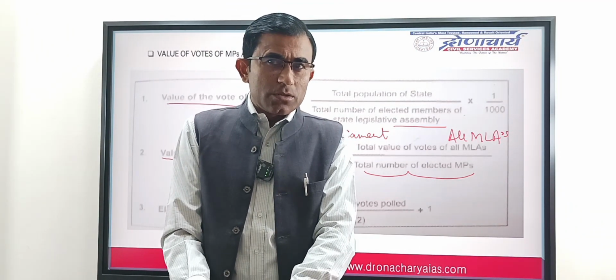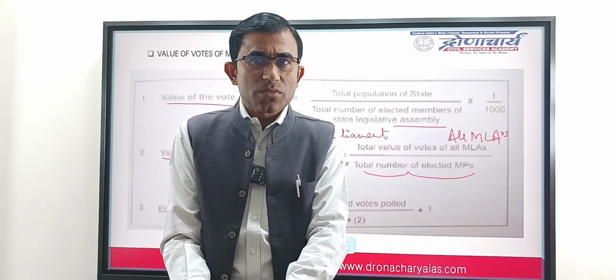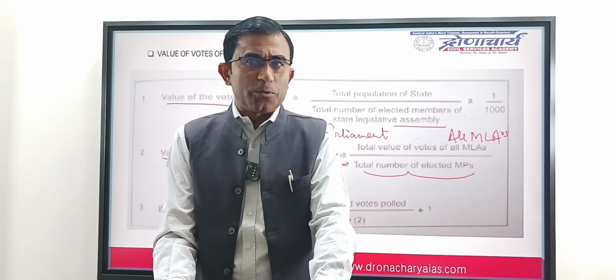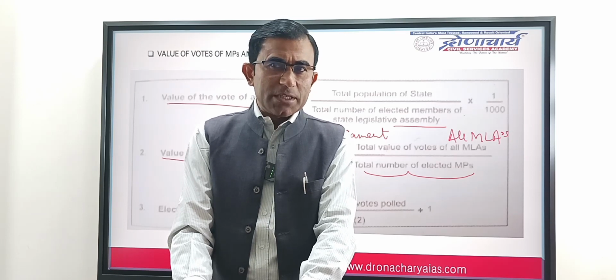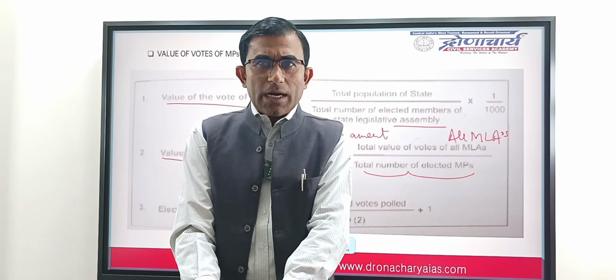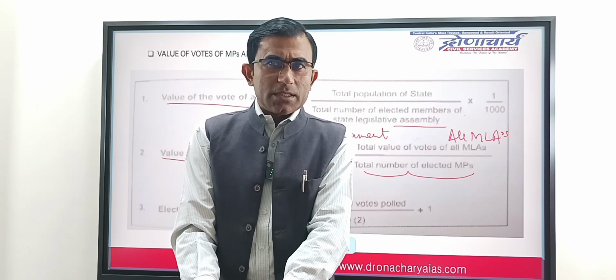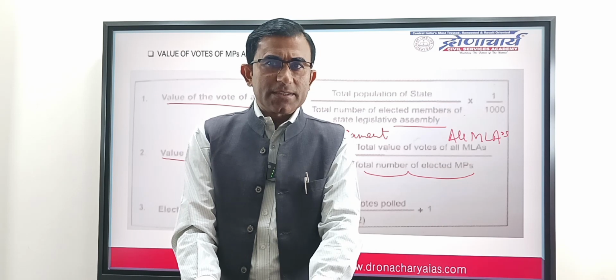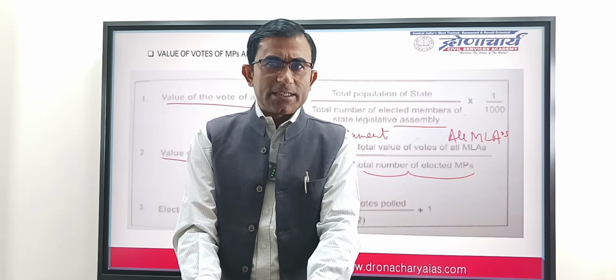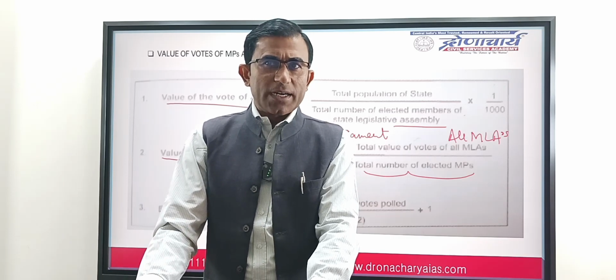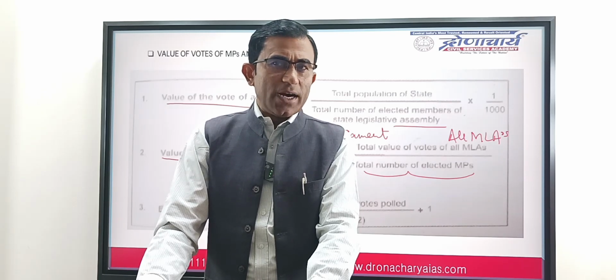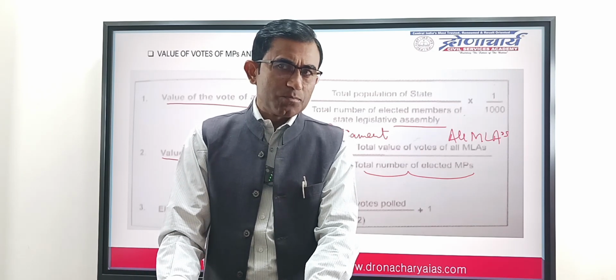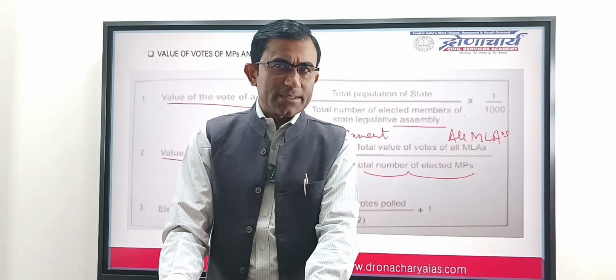Now we understood the election process. The election is held in accordance with the system of proportional representation by means of a single transferable vote. Article 55 clause 3. The voting is done by secret ballot. Under this, every elector can mark as many preferences as there are candidates contesting the election. These preferences are marked by placing figures 1, 2, 3, 4, 5 and so on against the names of the candidates in the order of preference.